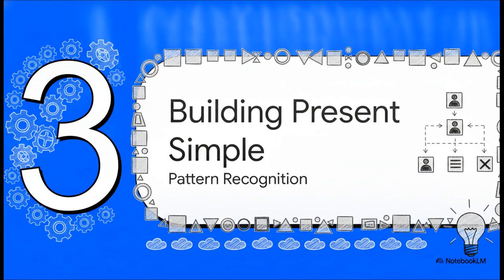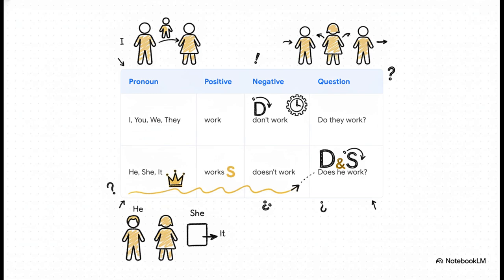Let's dive into section 3, building present simple. Grammar relies heavily on pattern recognition, and the pattern here is honestly incredibly straightforward. Now, what's really interesting about this slide is how the base verb behaves. For I, you, we, and they, we just use the base verb, work. But for he, she, and it, the verb actually changes. We just add an S to make it works. That is your crucial baseline right there.